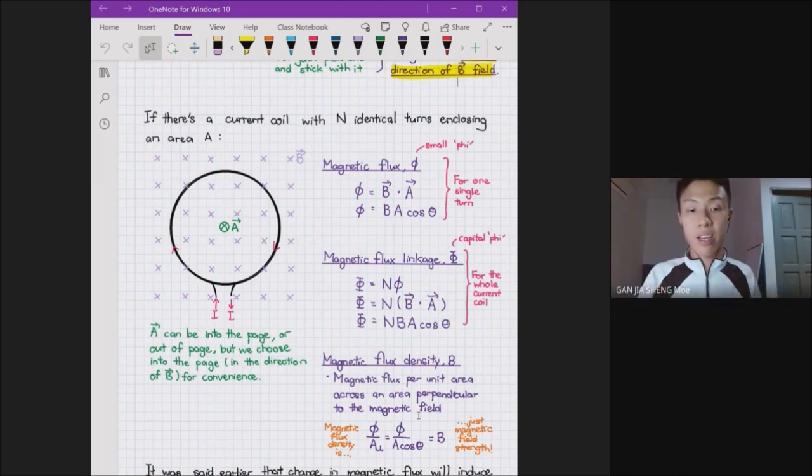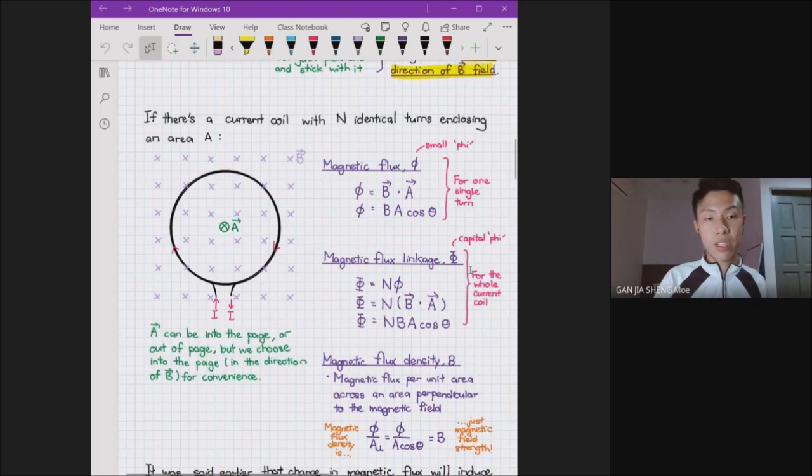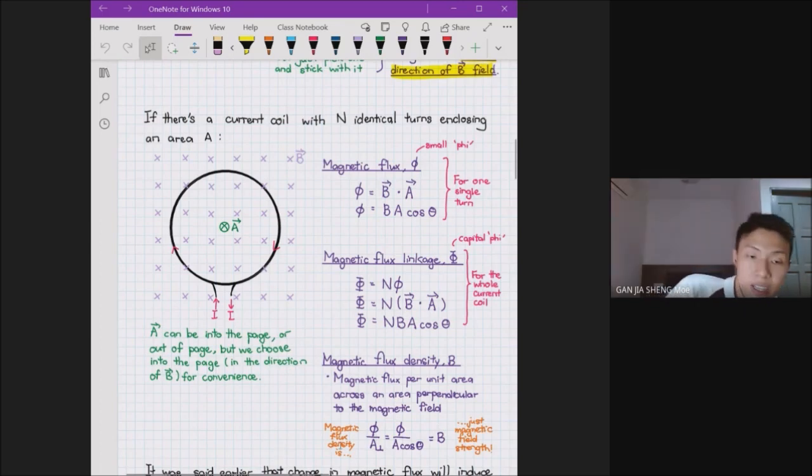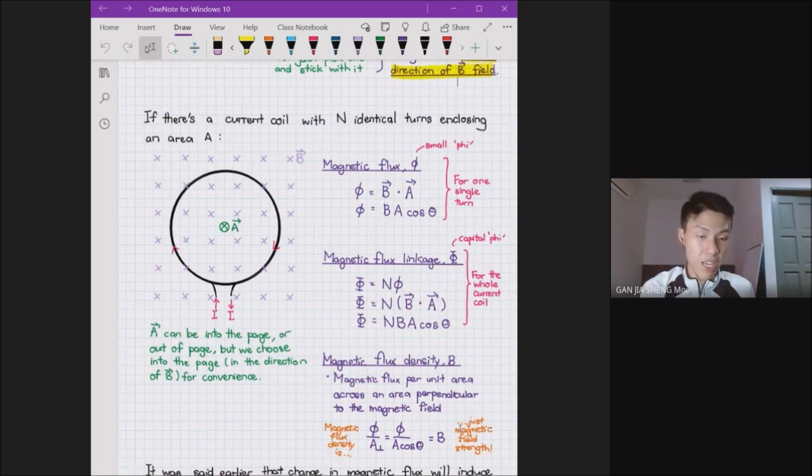It's cos theta. That's why if you take phi divided by A cos theta, you shift this around, you get B back. So magnetic flux density is just the magnetic field strength. Basically, if you can't understand this part, you just need to know that density means per unit area. Because it's per unit area, you take phi divided by the area, you get back the magnetic field strength. So magnetic flux density is just the magnetic field strength. These are a few terms that you need to know the meaning of.